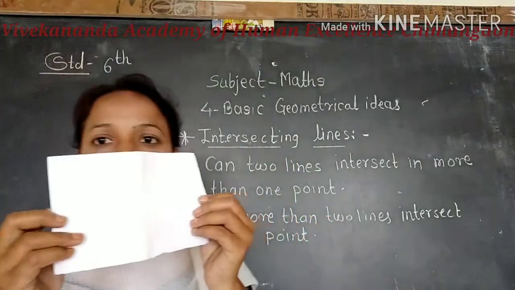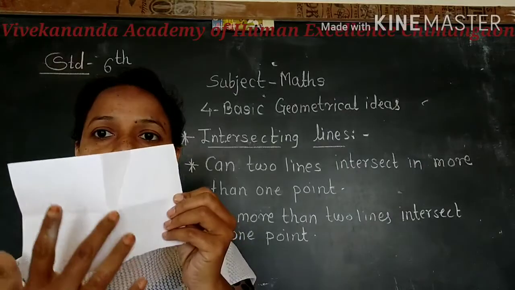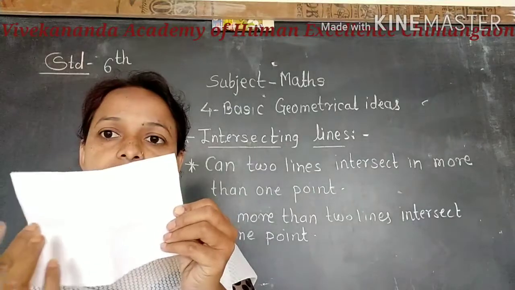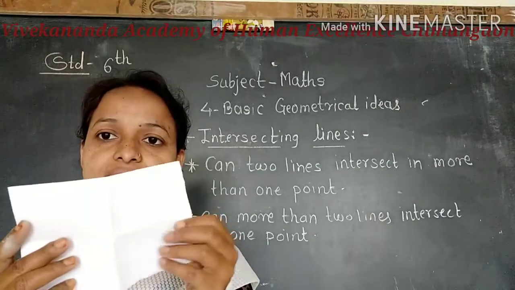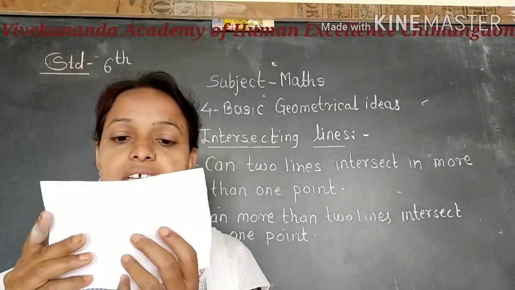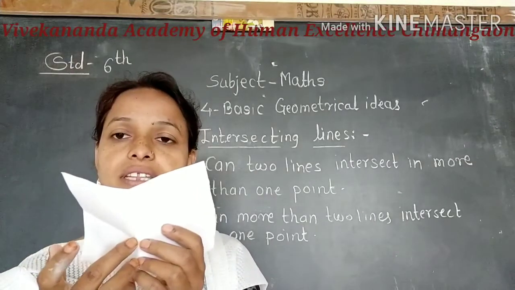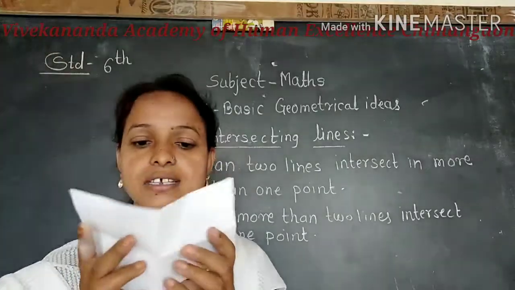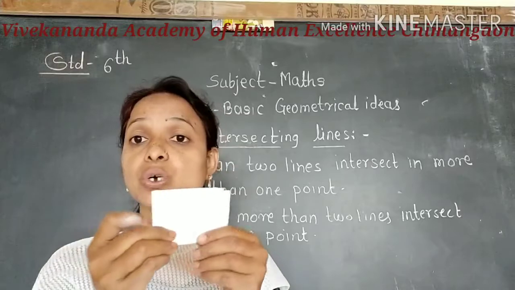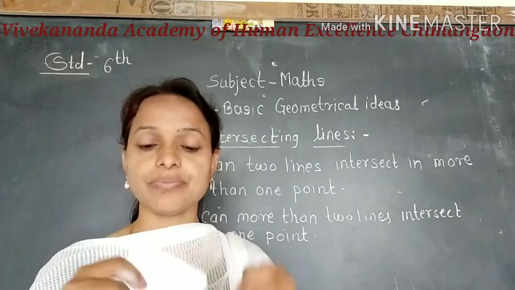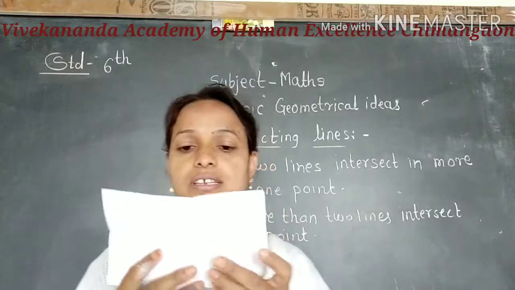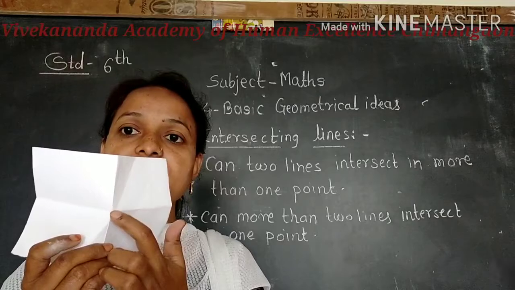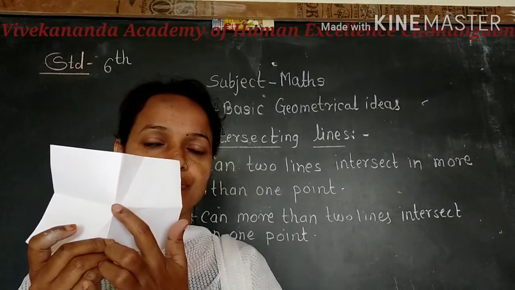See, student, is it looking? We are getting two intersecting lines, and they are meeting at this point. I make two folds here, crease them, and we get two intersecting lines that intersect at this point.